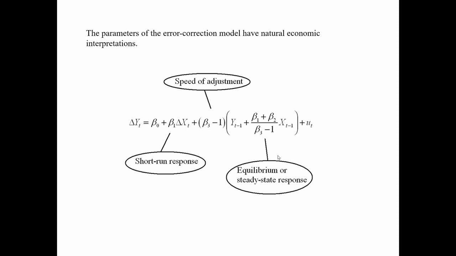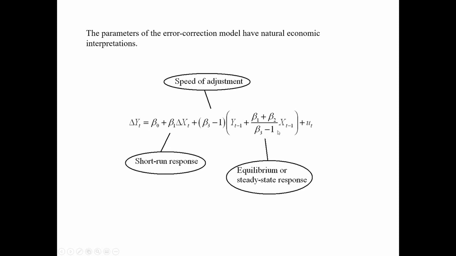parameters. If we take our expression here, this is our error correction expression, then we can interpret each of these parameters as follows. First of all, the beta 1 parameter, that's the parameter on delta x_t here, gives us an estimate of the short-run response of y to changes in x. So it's a straightforward short-run relationship.